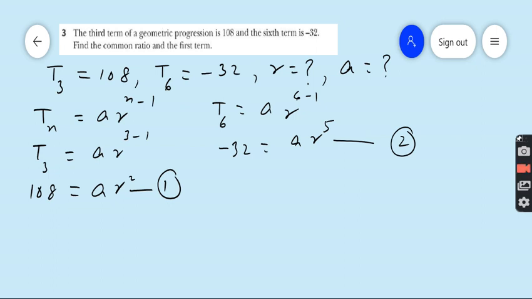Now simplify equation number 1 and 2. Kindly wait.